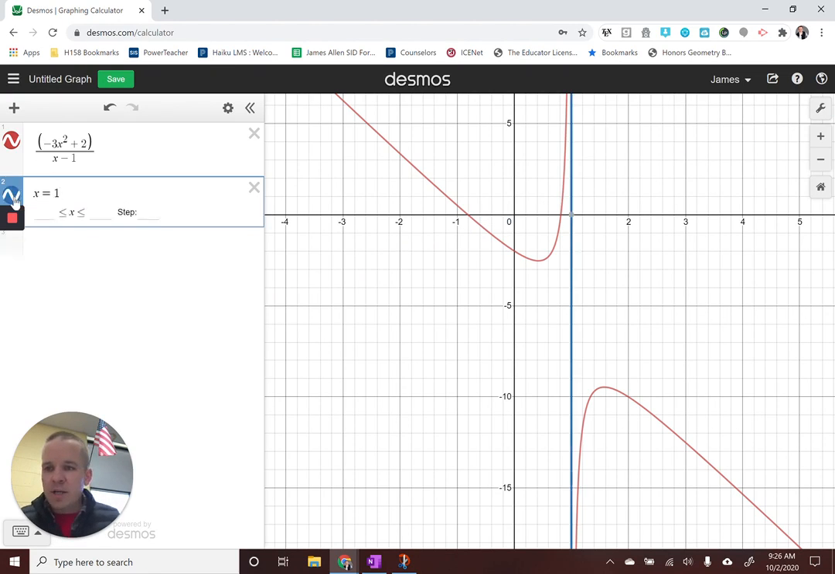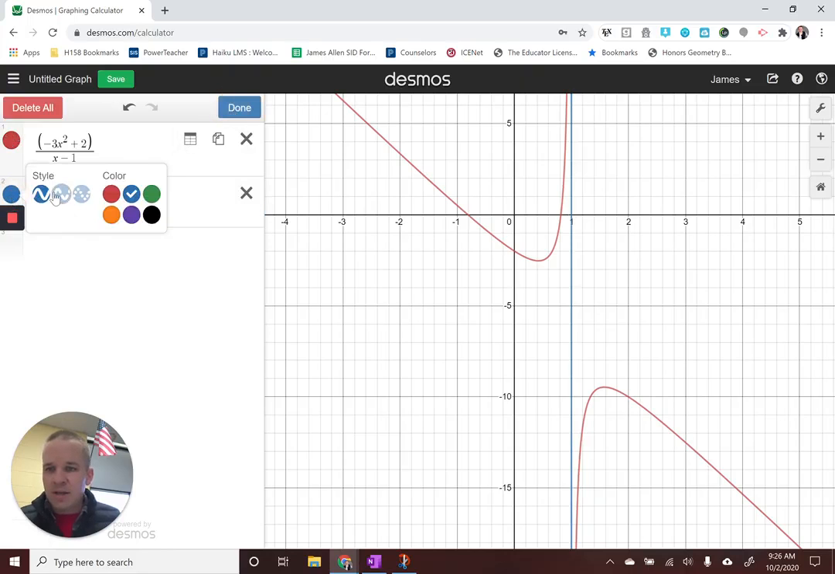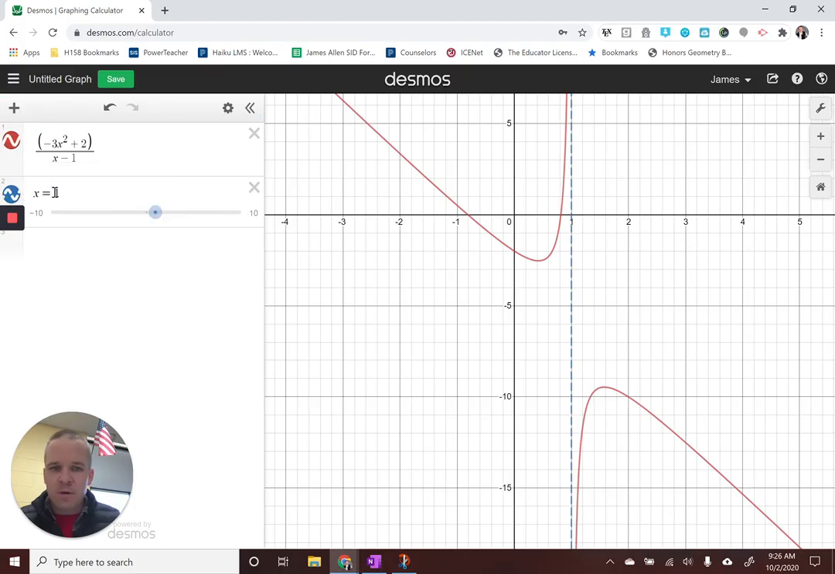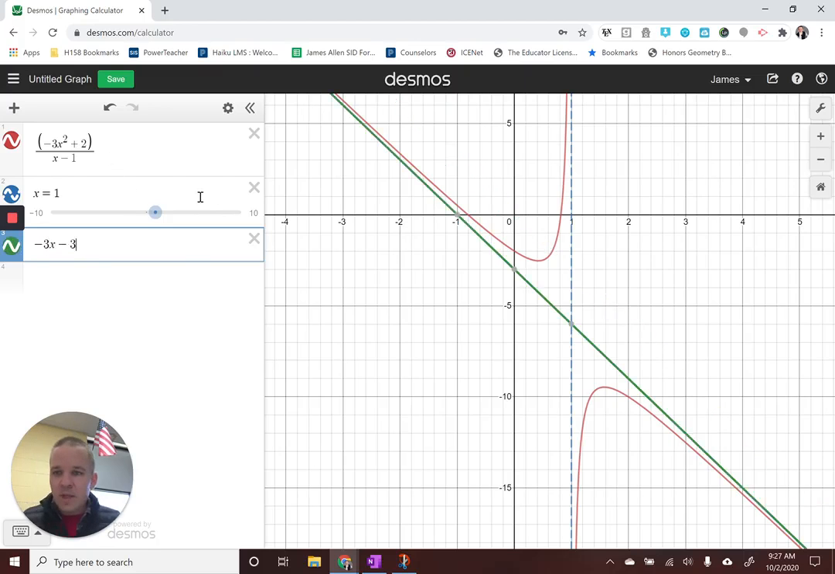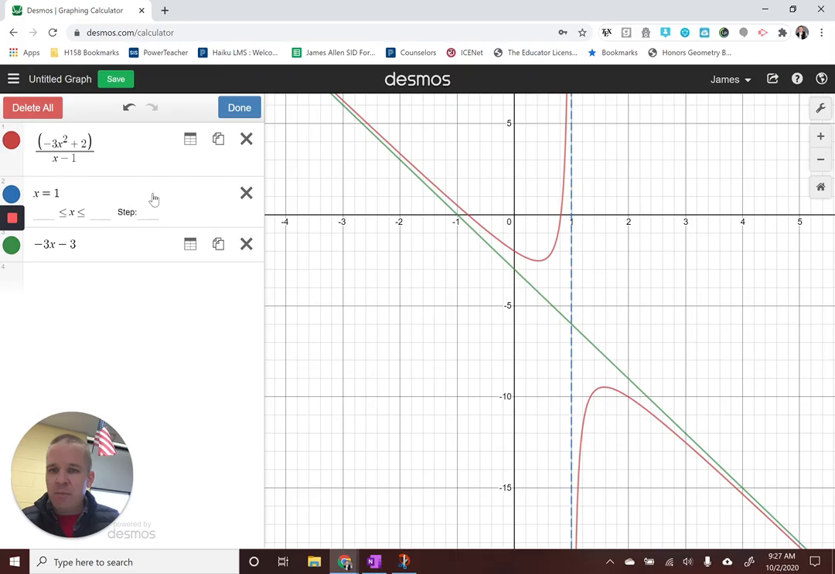All right, and why don't I change that? I'm going to change that to a dashed line. Look at this. Boom. I like it. There's my vertical asymptote. And then the one that I just found, I'm going to add another equation in there. All right, and that was negative 3x minus 3, right? Negative 3x minus 3. And why don't I go ahead and dash that bad boy as well?